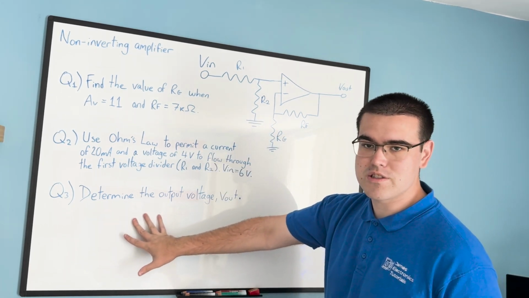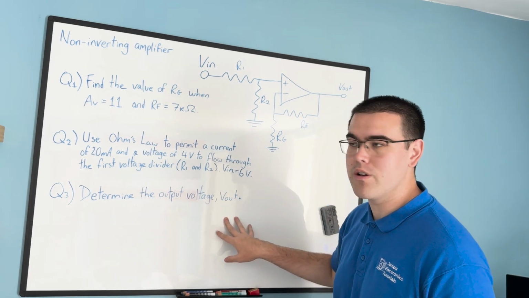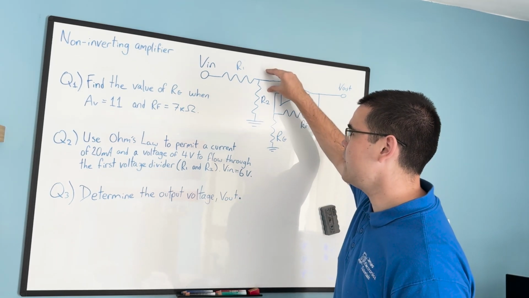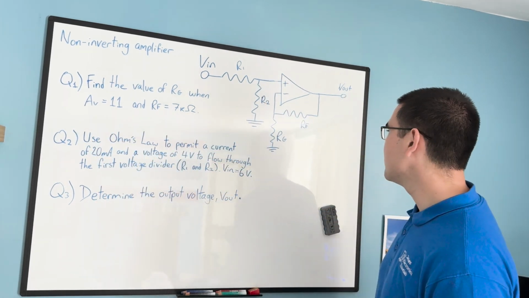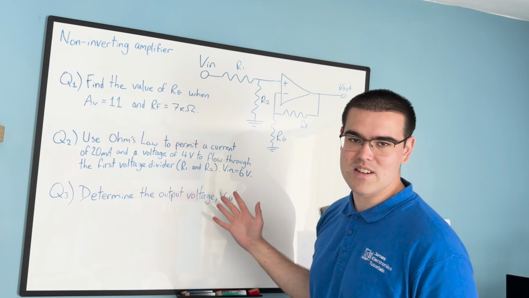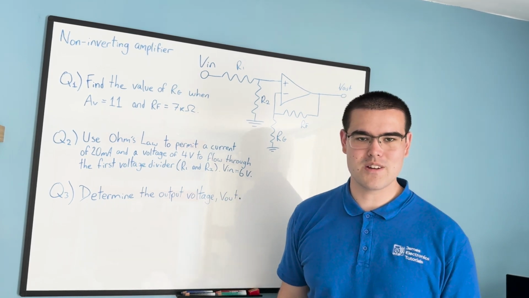And for the last question, question 3, I want you to find the output voltage Vout when you have the input voltage here and the closed loop voltage gain here. That's all for these questions. I want you to have a go, of course, and I'll run through the answers with you in just a second.